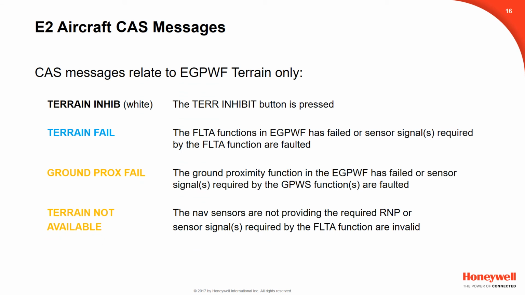There are several terrain warning system CAS messages. These are covered in the Aircraft QRH, the AOM Volume 2, and the Honeywell Pilot Guide.